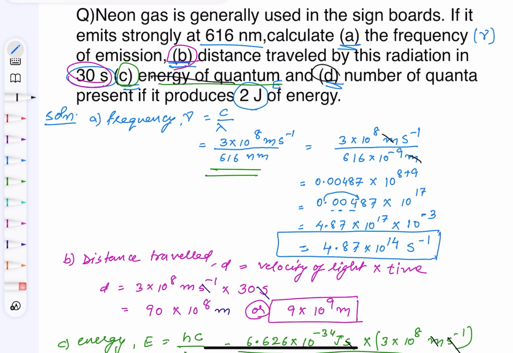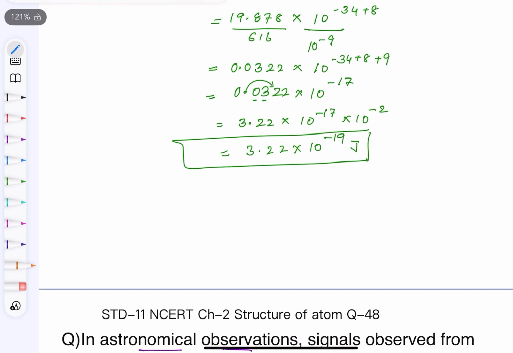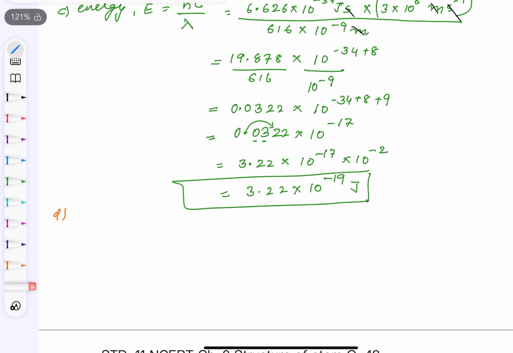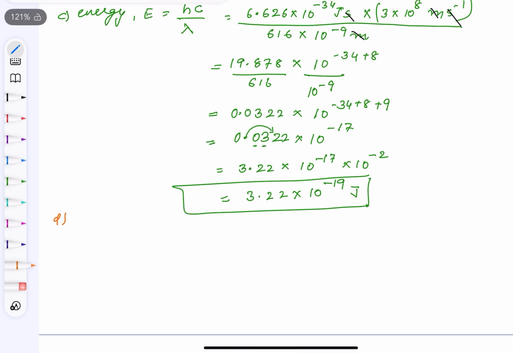Now the last one is number of quanta present if it produces 2 joules of energy, that we need to calculate. So let us try to solve for that D part. You need to calculate number of quanta. Let us take that as N, which will be nothing but the total energy divided by 1 quantum energy.